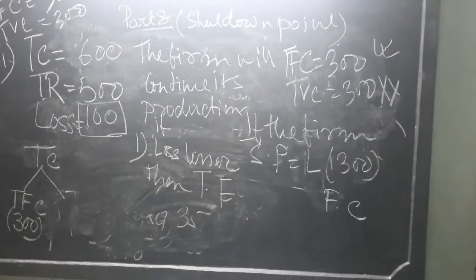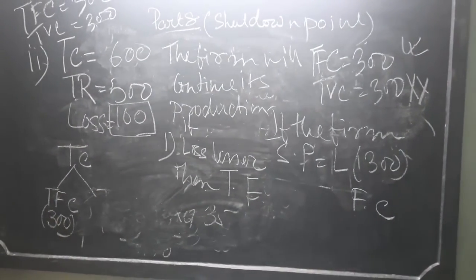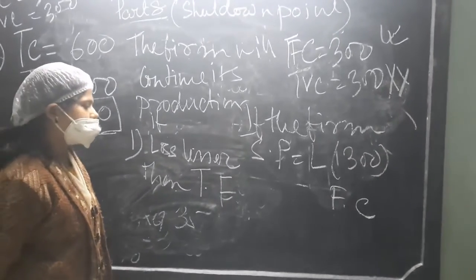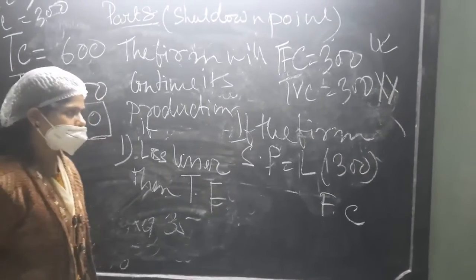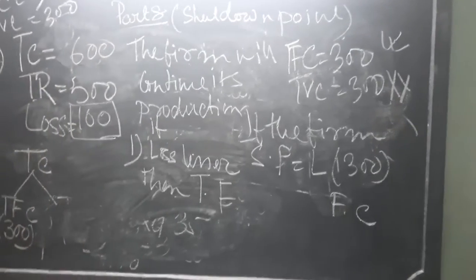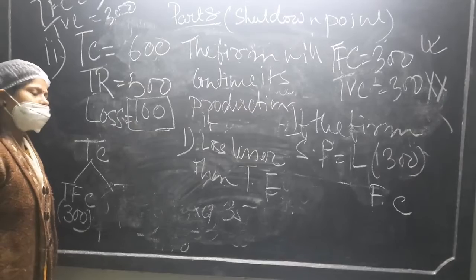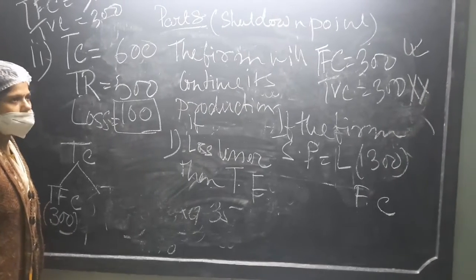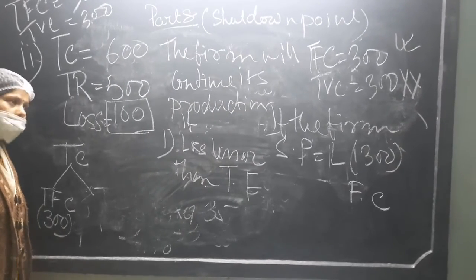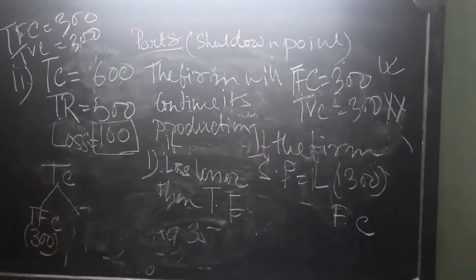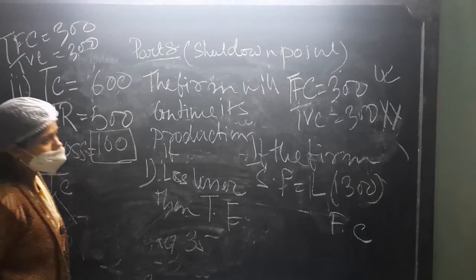The firm will continue the production in the short run if the amount of loss is lesser than the fixed cost. Because the firm will think that when it goes for the long run, it will try to cover up the portion of the fixed cost loss. So it is better to go for the production. Okay, I will give the PDF. I will write down the answer of this question.